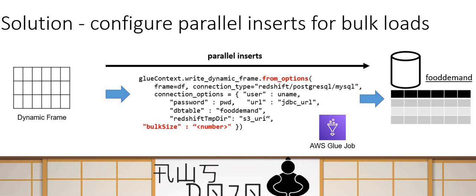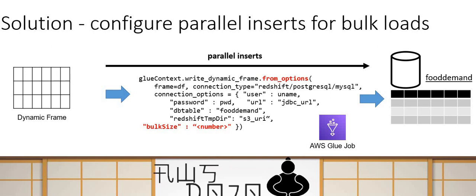If you're trying to do a bulk insert, that method is available only in from options method. And everything in the code remains the same, where you provide your data frame, your connection type, your connection details, everything remains the same. Only thing which changes here is this bulk size, where you provide a number. If you say bulk size equal to 2, that means there are 2 parallel insert queries that will run against the table. If your bulk size is 10, then 10 parallel insert queries will run and insert data into the table.